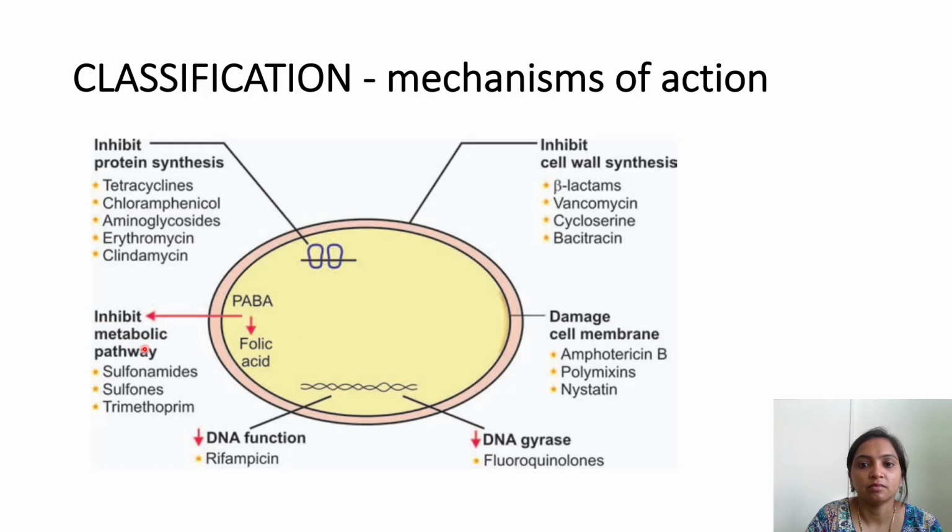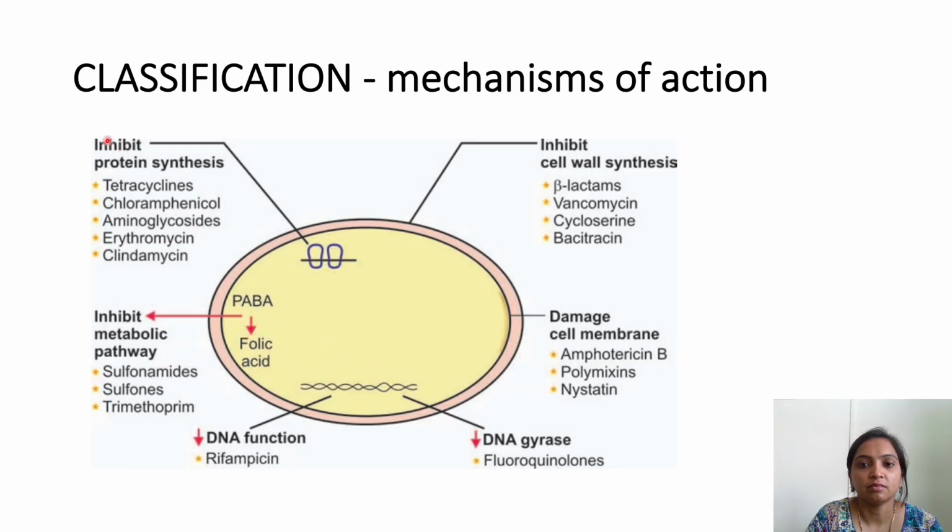The next class we saw was those drugs which inhibit the metabolic pathway, called antimetabolites. For example, sulfonamides and trimethoprim all act by inhibiting folic acid synthesis. The formation of folic acid from PABA, that is para-aminobenzoic acid, is prevented by these classes of antibiotics, and folic acid is one of the important materials in the synthesis of DNA.